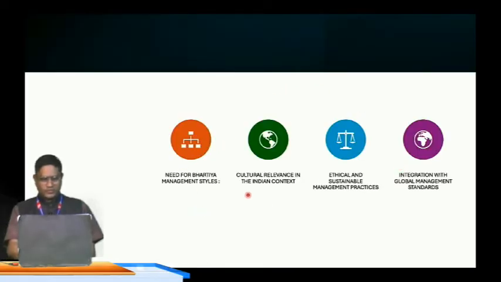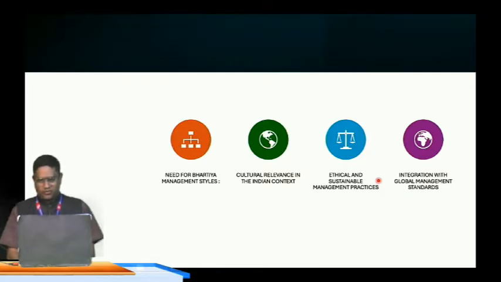The needs of the Bharatiya management style would be cultural relevance in the Indian context. See, if you remember, the Indian style of working would be different as compared to the companies which are situated abroad. So from country to country, the concept of management would also differ depending upon the location and the background of the workers. Ethical and sustainable management practice: whether this particular theory would be ethical, or whether learning through it would be damaging to the environment or to the work culture, students will also come to know these things.